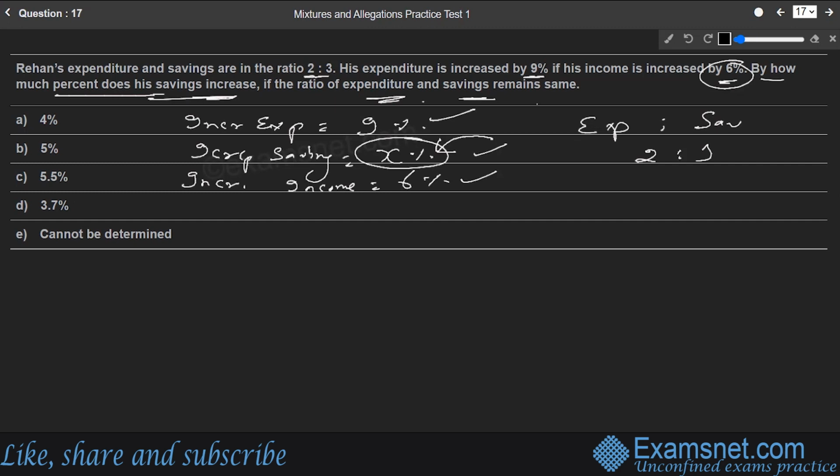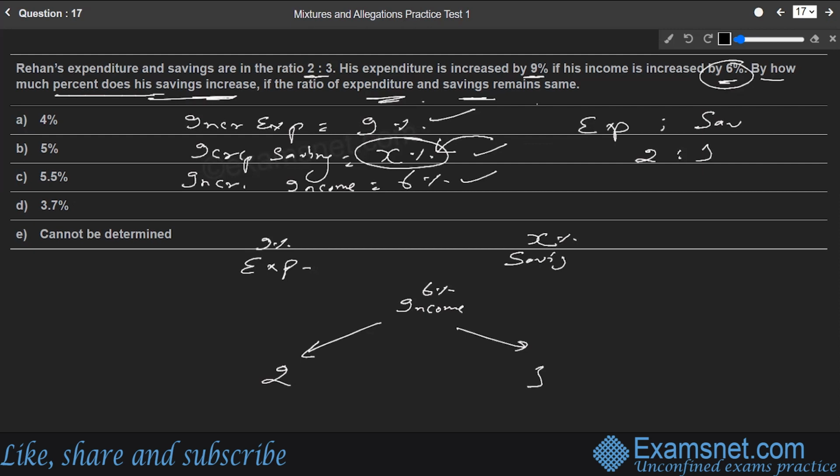How can we do that? We can have the expenditure value on one side and the saving value on the other side, and the mean price should be the income, because income is the related part. In that situation, the ratio of expenditure to saving should remain 2 is to 3. So we already know the ratio part. We already know the increase in the income, that is 6%. We already know the increase in the expenditure, that is 9%, and we have assumed the saving part as X% increase. So this is how we can utilize the alligation method for this situation.